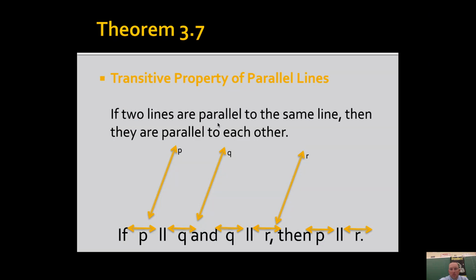This will be the fourth part of our video on section 3.3, proving lines are parallel. This is theorem 3.7. It's on the transitive property of parallel lines. It tells you if two lines are parallel to the same line, then they're parallel to each other. For example, if line P and line Q are parallel to each other, and we also know that line Q is parallel to line R, then we can also say that line P is parallel to line R.